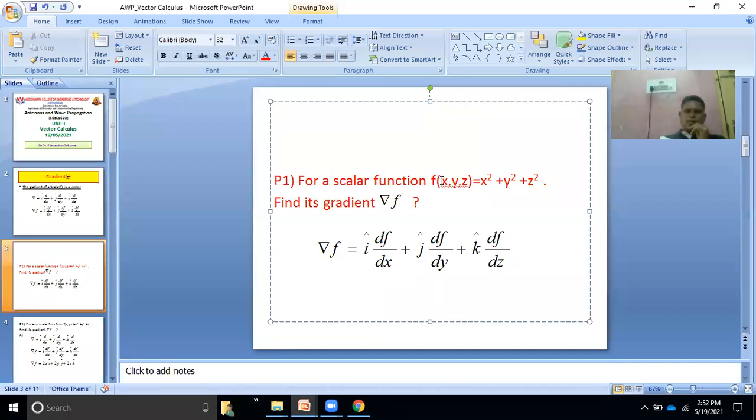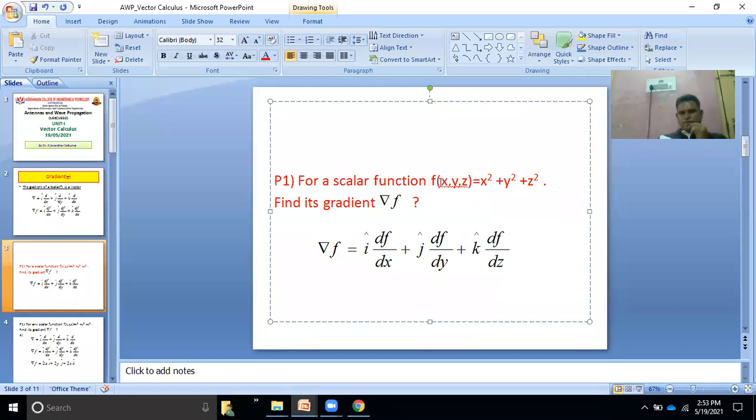Please note down this problem, solve it, and let me know the answer. How do we calculate the gradient of a scalar? Here f of x, y, z is x square plus y square plus z square. This is a scalar function. What is a scalar and what is a vector? A scalar has a magnitude, while a vector has both magnitude and direction. Are you able to hear my voice? Yes, sir. Then solve this and tell me.